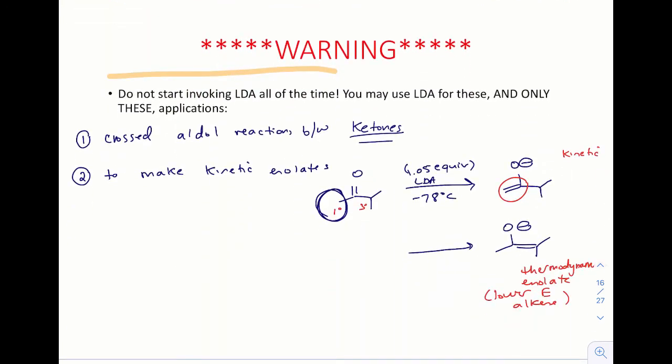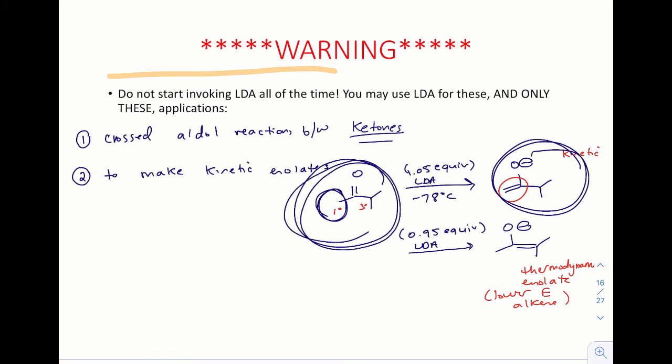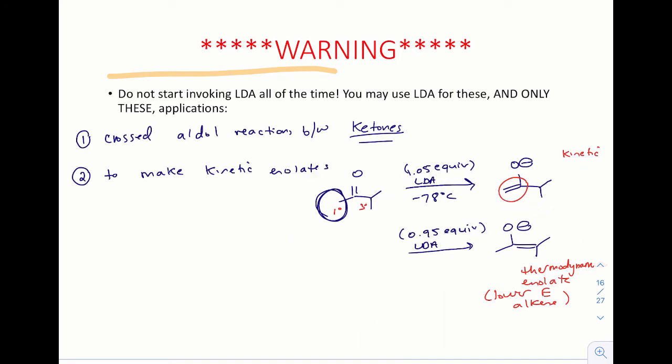We have learned that you can also generate the thermodynamic enolate quantitatively with LDA as well, and to do that, we just use a little bit less than one equivalent of LDA, and what that does, it first generates the kinetic enolate, but since there's still going to be some unreacted ketone around, there is equilibration to the more stable thermodynamic enolate. Okay, so we can use LDA with asymmetric ketones to make either the kinetic or the thermodynamic enolate. And then finally, the last acceptable use of LDA is to deprotonate alkynes to make acetylide ions.